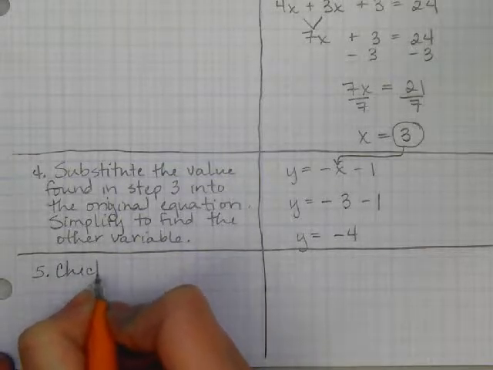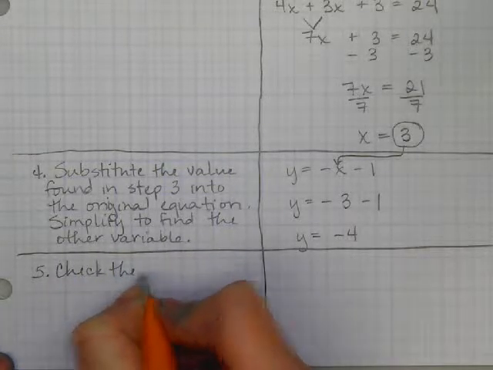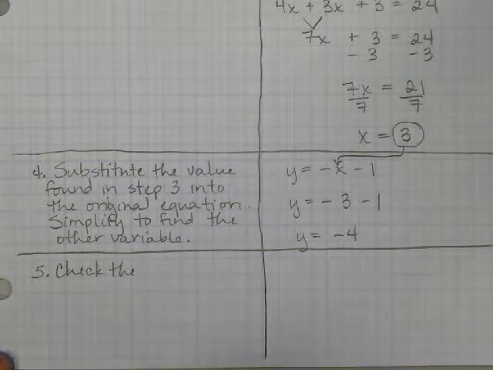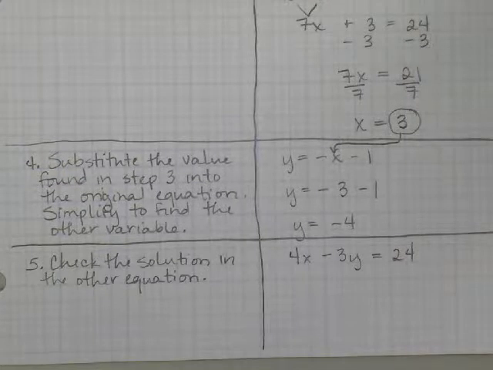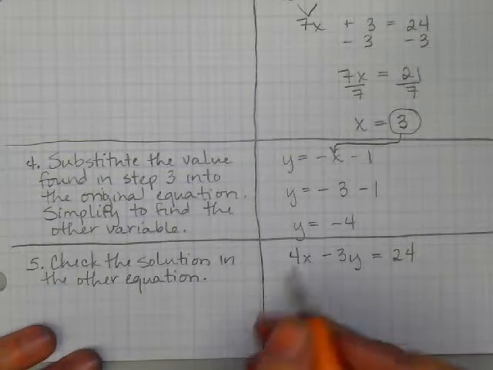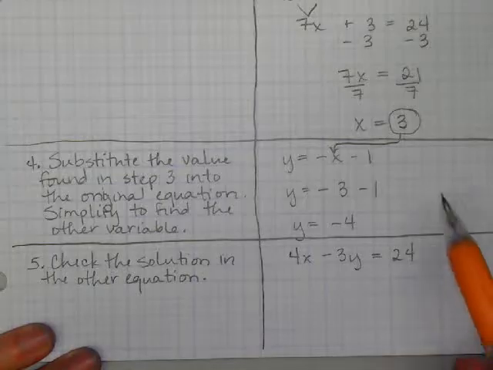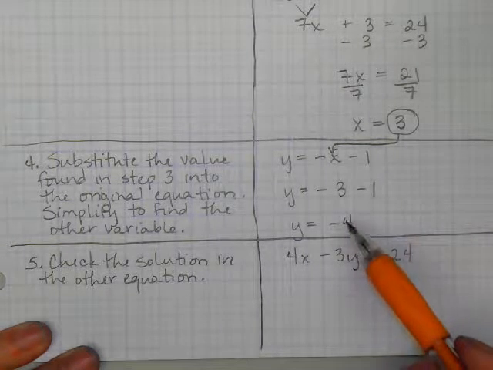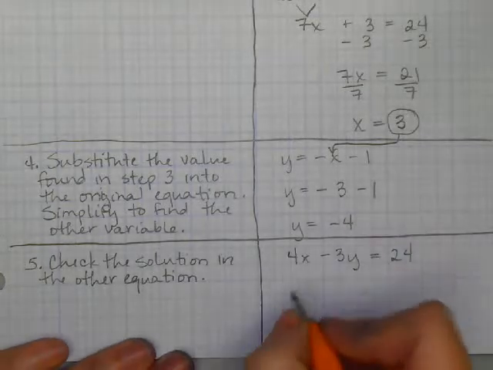So 4 times 3 is what? 12. And -3 times -4 is +12. So plus 12 equals 24. I'm just dropping this part down. And does 12 plus 12 equal 24? Yes, it does.